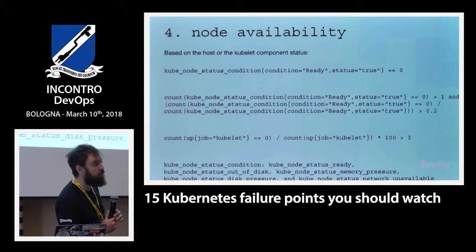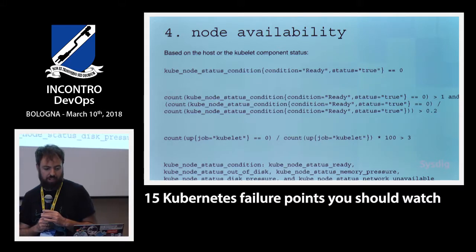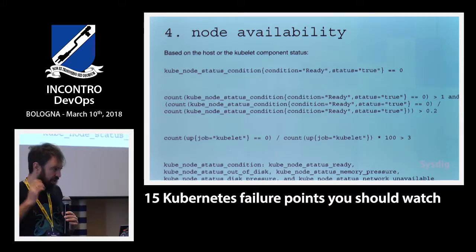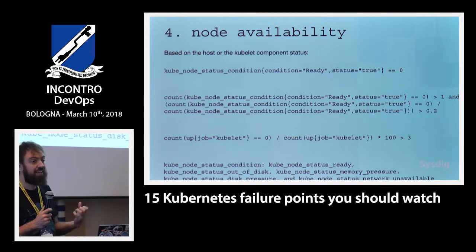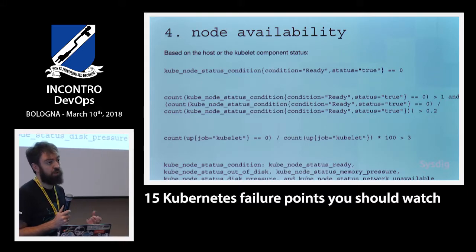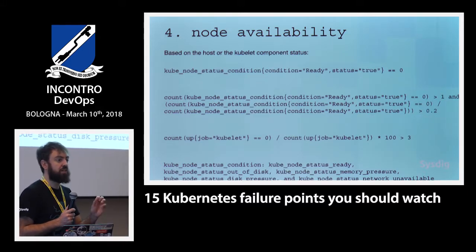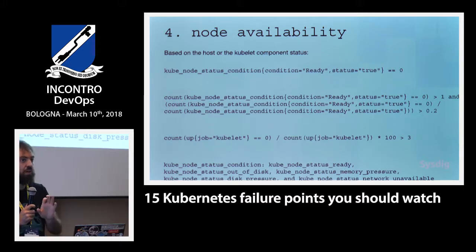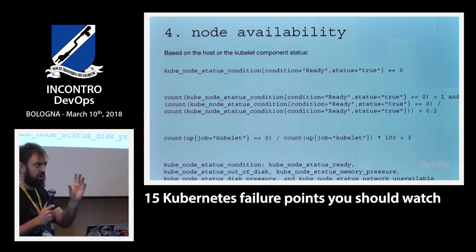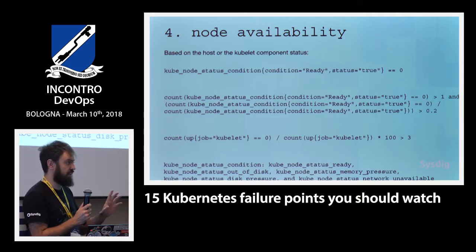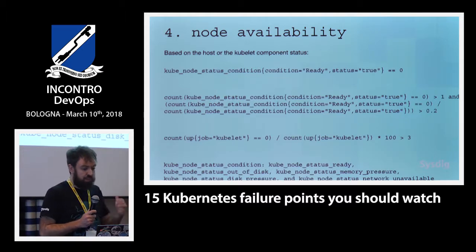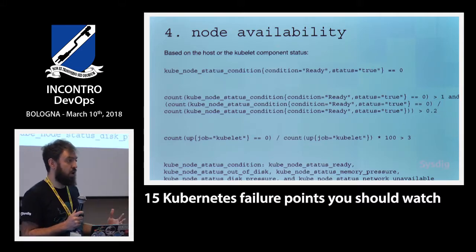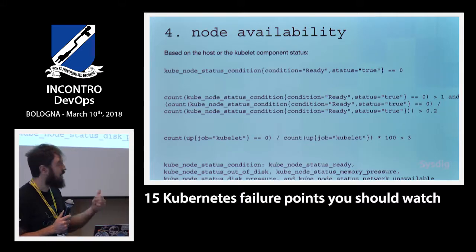So here comes point number 4, node availability. To look at this, we can either look at the availability of the host or look at the availability or the state of kubelet, which is a small component inside Kubernetes that takes care of instructing the Docker engine, or whatever is your container technology, of creating those containers that it has been decided to schedule on that node. Probably the number 1 metric here would be, is my node ready to schedule new containers?